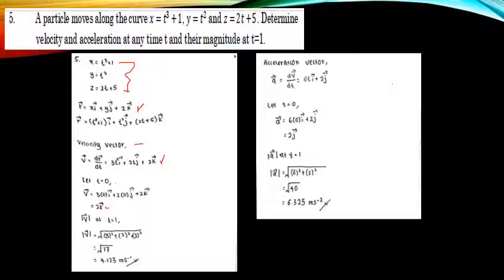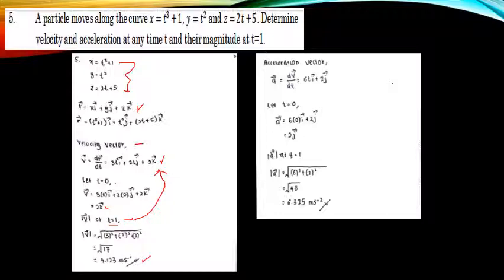For the magnitude, since we use t equals 1, we substitute 1 into t in this equation. Hence we get the magnitude of vector v, which is the velocity, equal to square root 17, which equals 4.123 meters per second for the velocity.